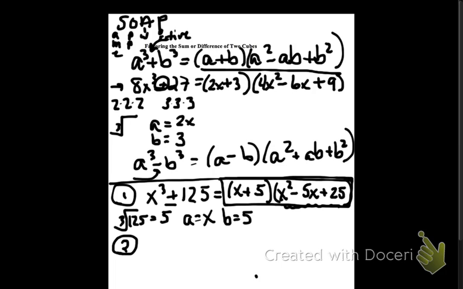Alright, let's try one more example here. Let's say we have 16z to the 5th minus 250 z squared. Alright, looking at this, I see it as a binomial. Okay, first thing I always look to do is see if I can factor out a common monomial factor, which in this case I absolutely can.